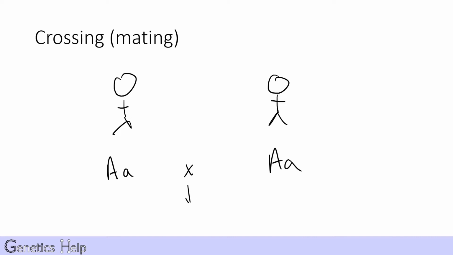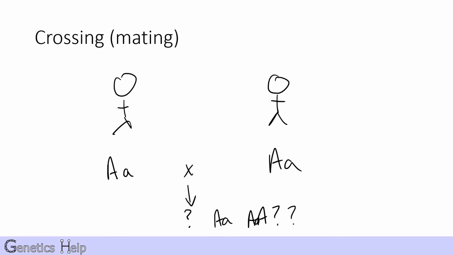Now we're going to talk about crossing. This is where we have two individuals we're interested in, and we want to predict what sort of offspring they might have. So if we have an individual that's big A, little a, and we cross them with another person that's big A, little a, we're asking what proportion of their offspring will have each genotype. Maybe it's big A, big A, or big A, little a.